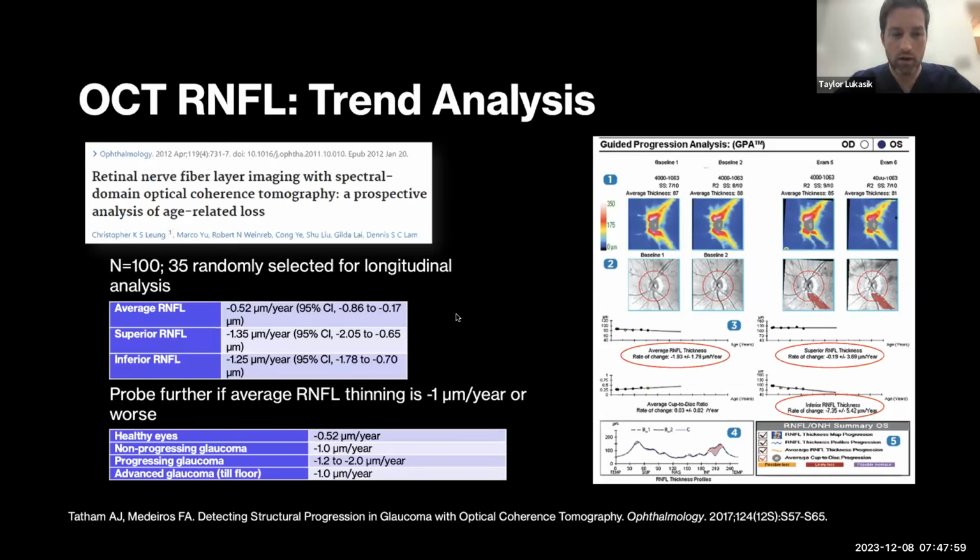Non-progressing glaucomatous eyes can have up to a 1 micron loss a year, and progressing glaucomatous eyes can have over 1 micron loss a year to around 2 microns a year. As we reach the RNFL floor in advanced glaucoma, the rate of loss slows to around 1 micron a year.